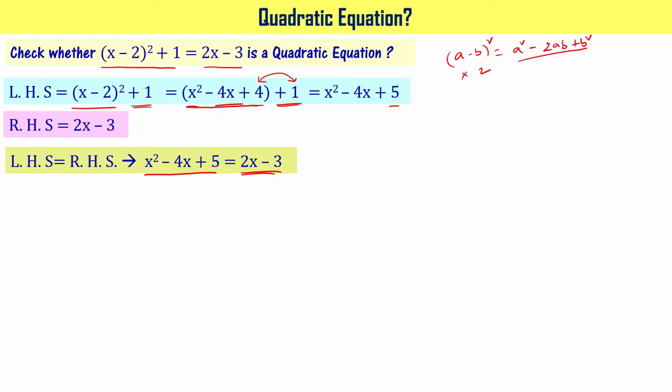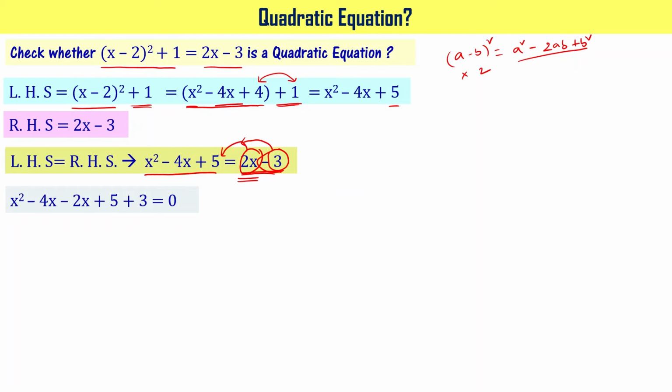To make this equation look like ax square plus bx plus c equal to 0, what we have to do is take these terms to the left hand side, right? When I take my 2x to the other side, it is going to become minus 2x. And when I take this minus 3 to the other side, it becomes plus 3, right? Let us write that.